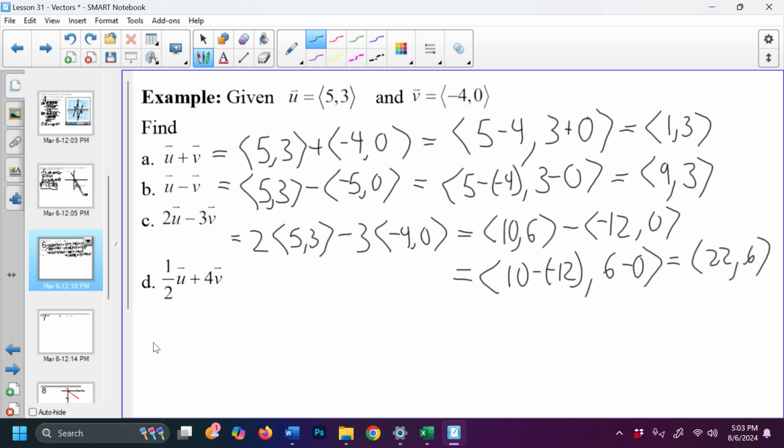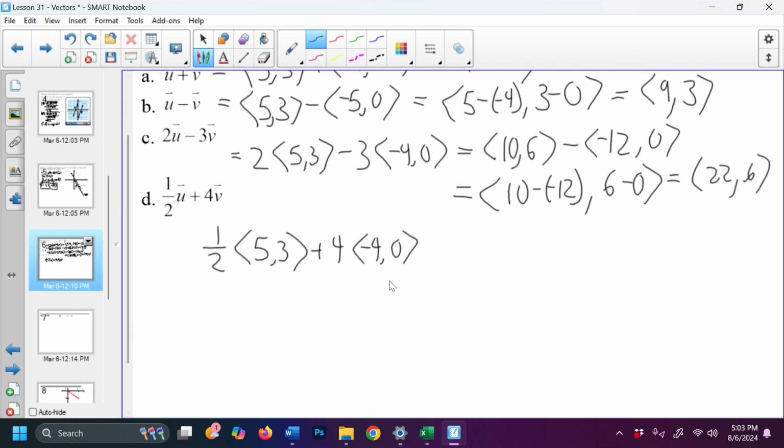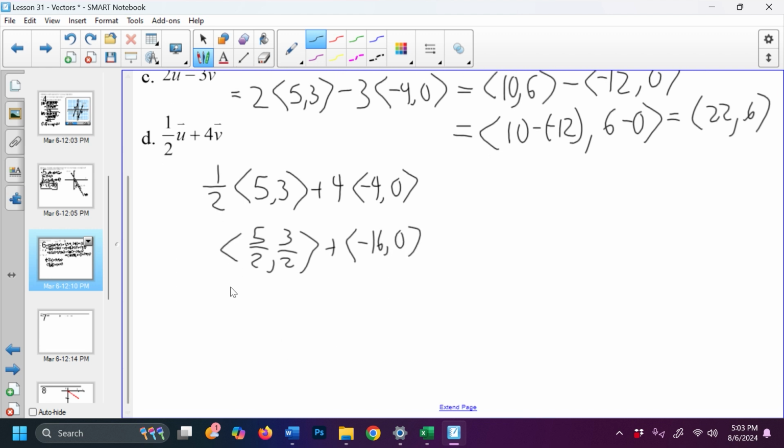And then finally, if I want to do this addition, I'll go a half times that 5, 3, and then I'll go plus 4 times that negative 4, 0, and we'll distribute the scalar. That'll give me 5 over 2, 3 over 2, plus negative 16, 0. And so if I want to add these, I'll have to go 5 over 2.